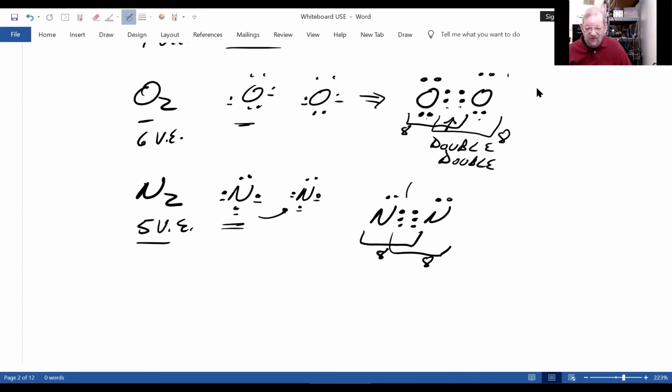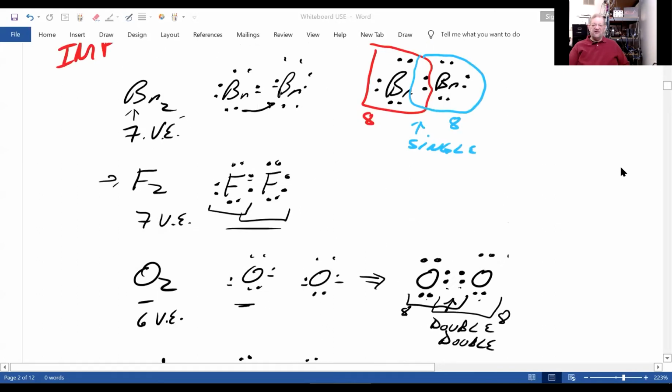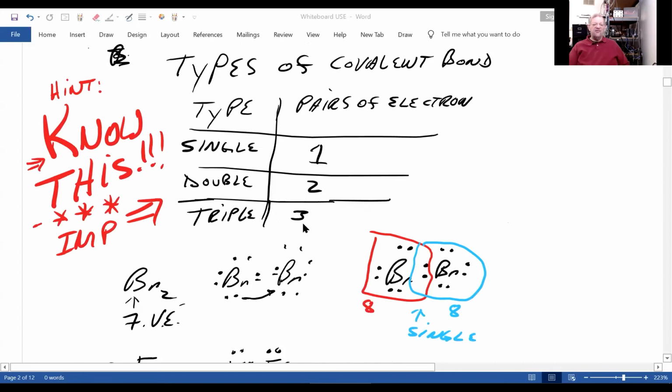And I would ask you, what kind of covalent bond is between the 2 nitrogen atoms in N2 nitrogen gas? I see someone already got it correctly. And let's scroll up to the chart. You should know 3 pair of electrons being shared. That's a triple bond.